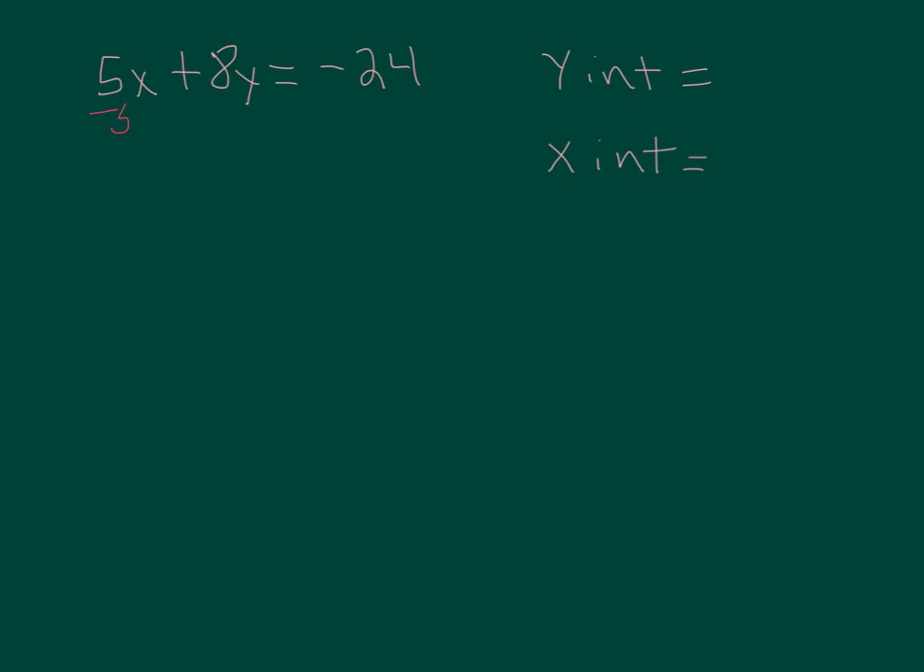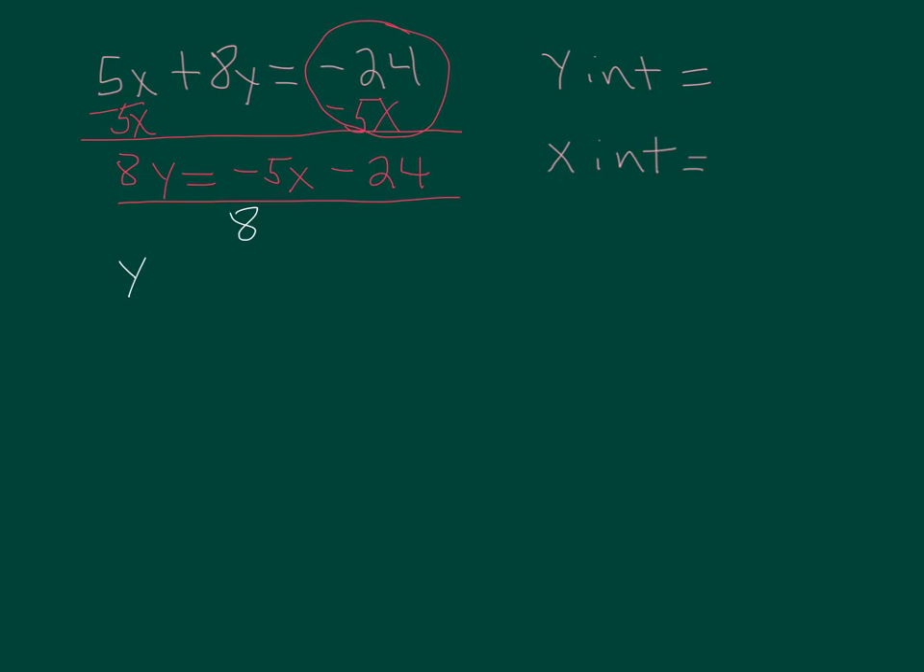So I'm going to minus a 5x from there, and minus a 5x on the right-hand side, leaving me with 8y equals the negative 5x minus 24. I cannot combine these two because I don't have a like term. Last step then, we are going to divide everything by 8.